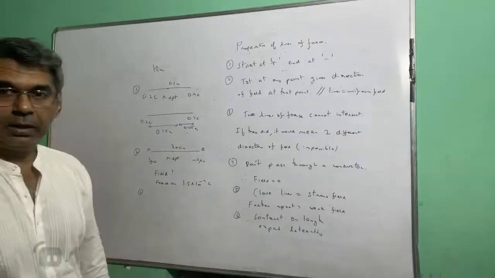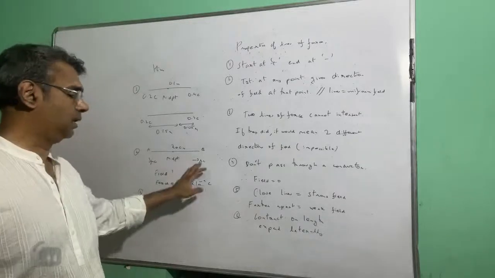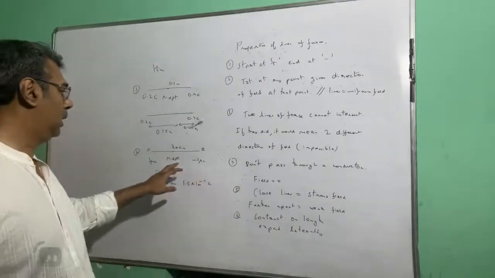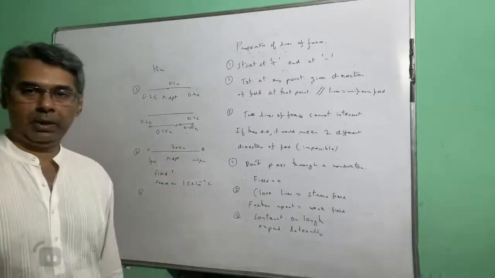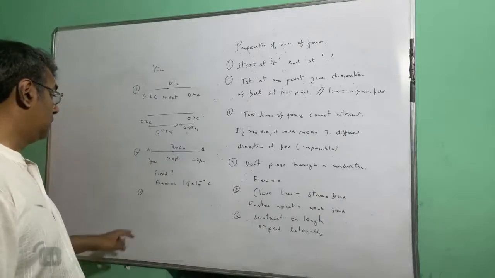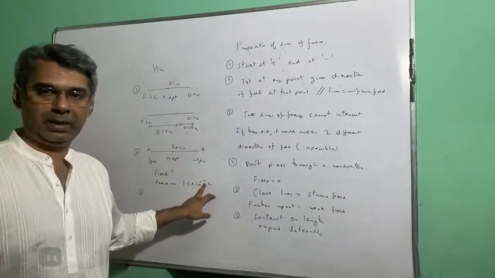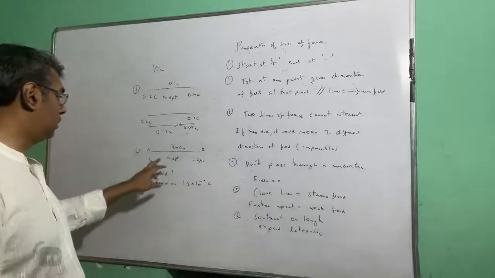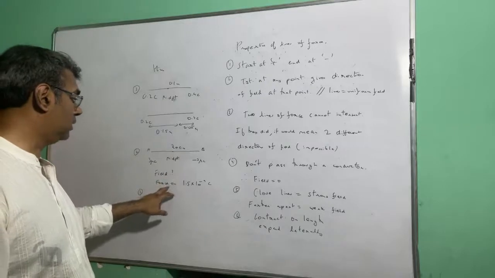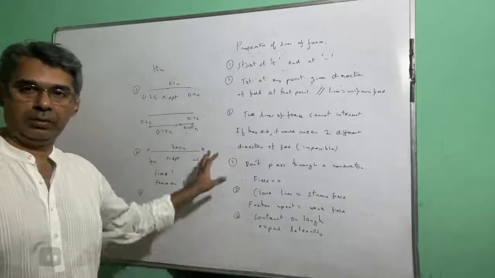Homework question number 2. There is a charge of 3 microcoulomb and another charge of minus 3 microcoulomb, and they are 20 centimeter apart. What is the field at the midpoint of them? That is the first part. The second part: what is the force if you keep a charge of 1.5 × 10^-9 coulomb over there?